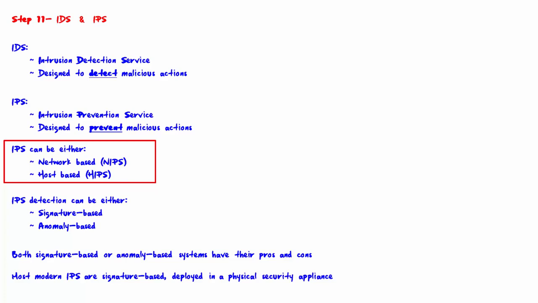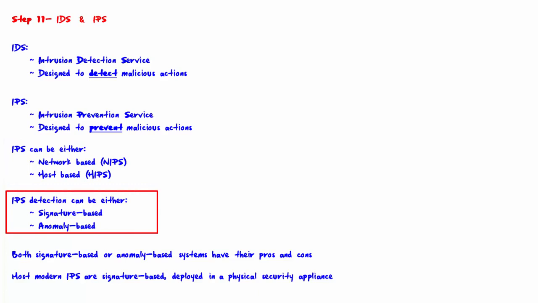NIPS requires that IPS be installed on an appliance at the network perimeter, such as on a firewall. HIPS requires that IPS be installed on every host that requires protection. Usually it's only installed on specific servers.